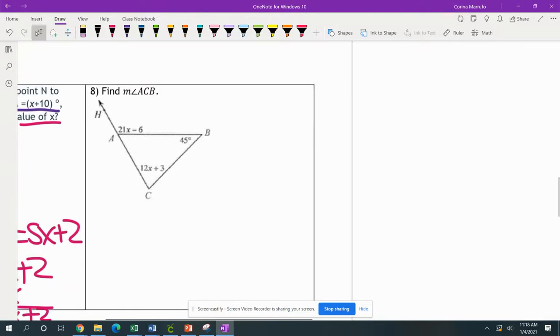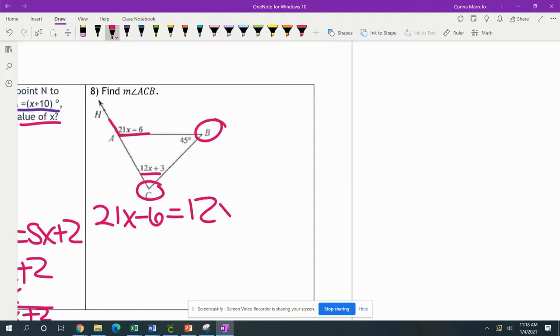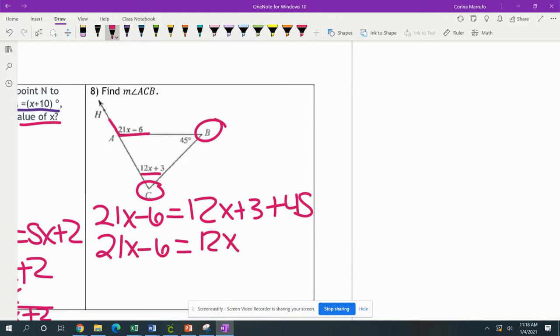Okay, this next one says find the measure of angle ACB. So they're actually telling us to find this angle right here. So before we do that, we do have to use our exterior angle theorem. So it tells us the exterior angle is 21x minus 6. And it should equal the sum of the opposite angles. The opposite are C and B. Okay, so we're going to add 12x plus 3 plus 45. So we have 21x minus 6 equals 12x plus 48.